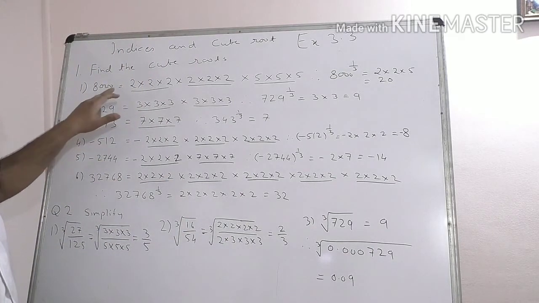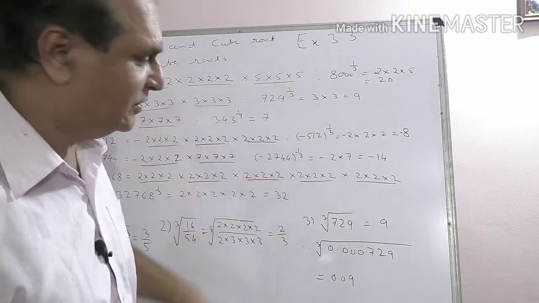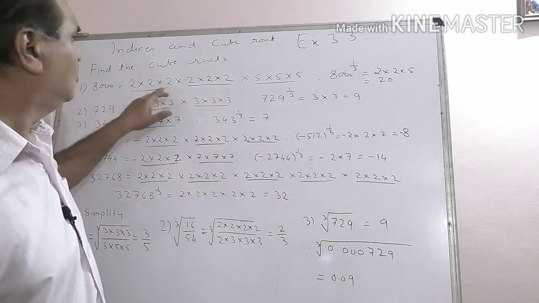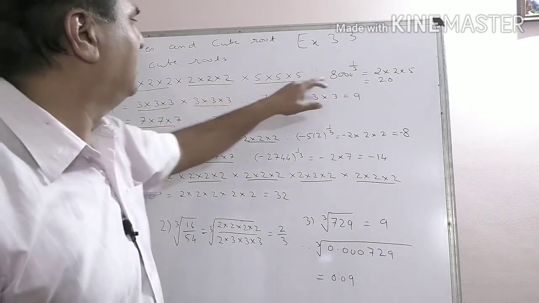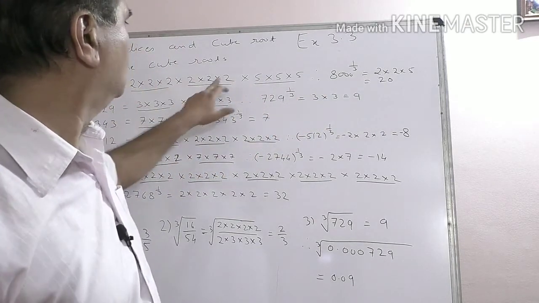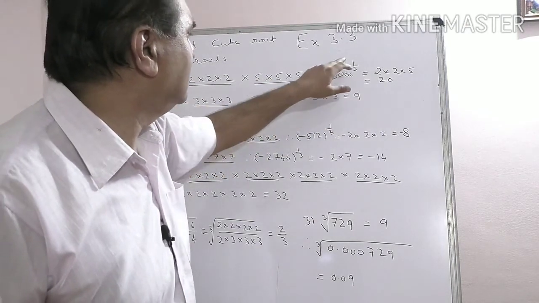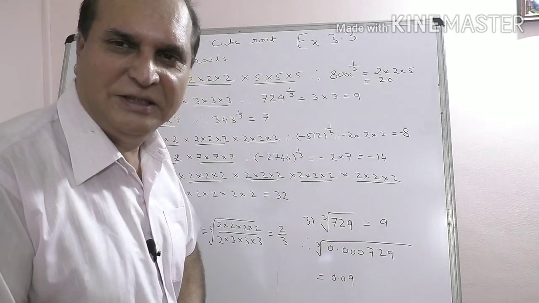Example, I am showing you 8,000 first number. Factorize 8,000. 2 into 2 into 2 into 2 into 2 into 2 into 5 into 5 into 5. Now this 3 twos, 1 two, and 3 twos again 1 two, and 3 fives, 1 five. So 2 2 5, 8,000 cube root is 20. Understood?